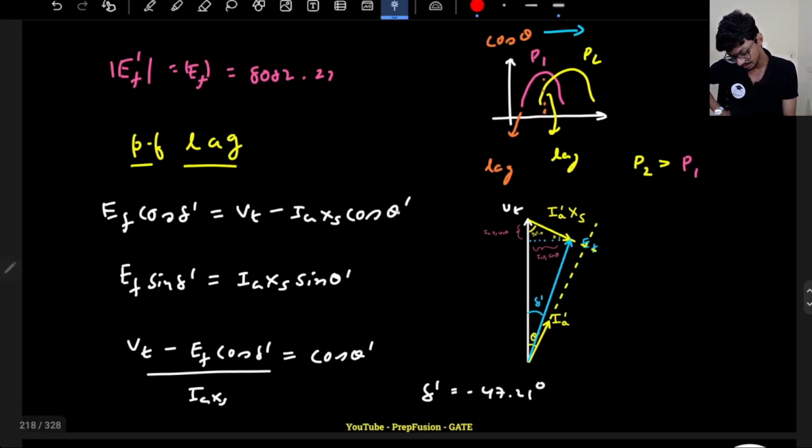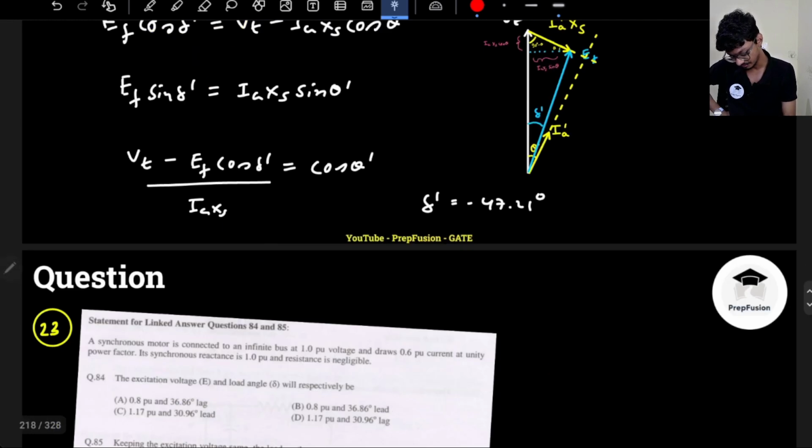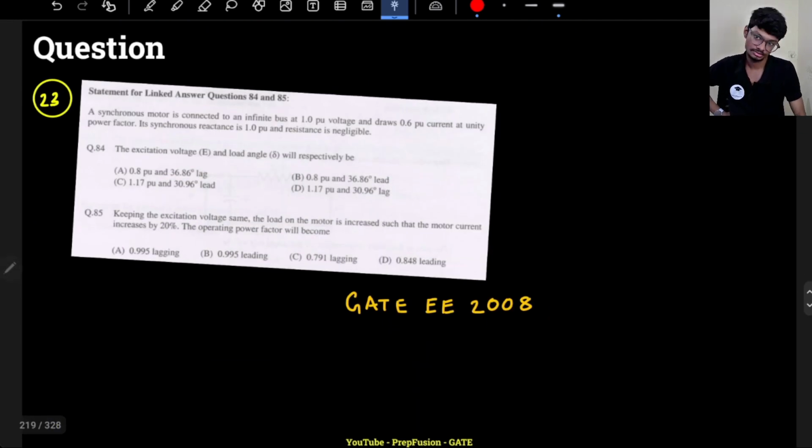What have I done? I don't know what theta dash is, so I just wrote cos theta dash equals this, and sin theta dash will be Ef sin delta by Ia Xs. So I will take the square: cos square theta dash plus sin square theta dash will be 1. So that is eliminated, and only this much is left. Okay, so let's now solve the next question.